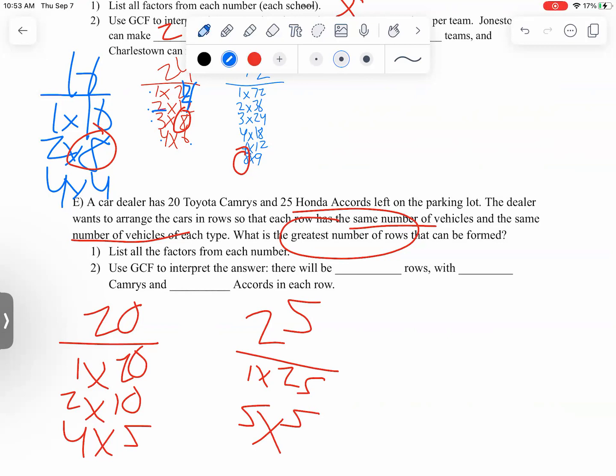So our magic number, our GCF, is 5. There will be 5 rows. There will be 4 Camrys in each row, and 5 Accords.